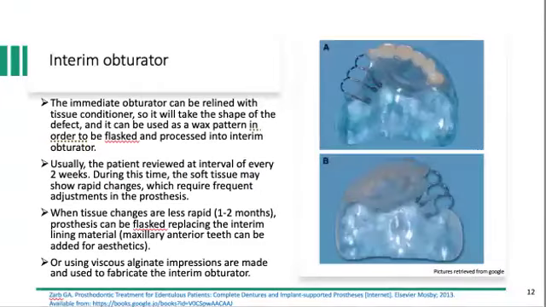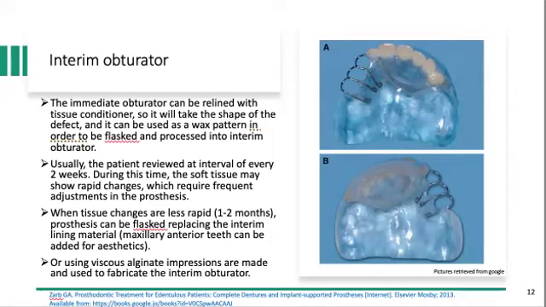The interim obturator: the same immediate or surgical obturator can be relined bit by bit with a tissue conditioner. So it will take the shape of the defect, and then it can be used as a wax pattern in order to be flasked and processed into the interim obturator. Because of the rapid changes and contraction of the soft tissue after the surgery, usually the patient is reviewed every 2 weeks for adjustment and reline of the prosthesis because of these changes.